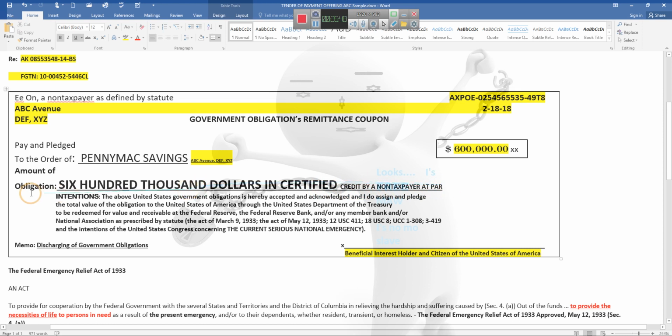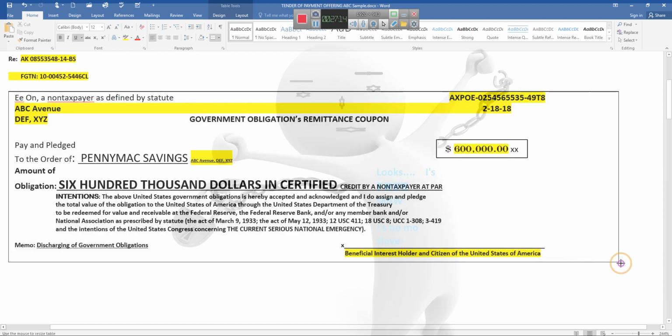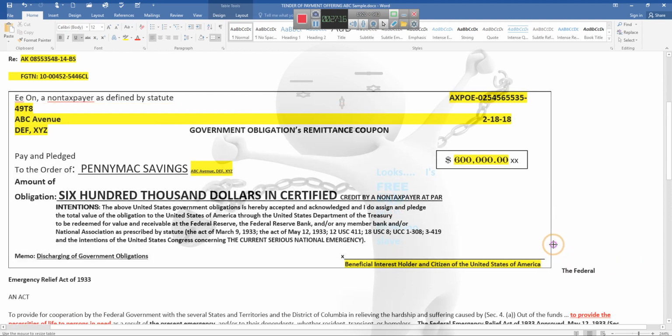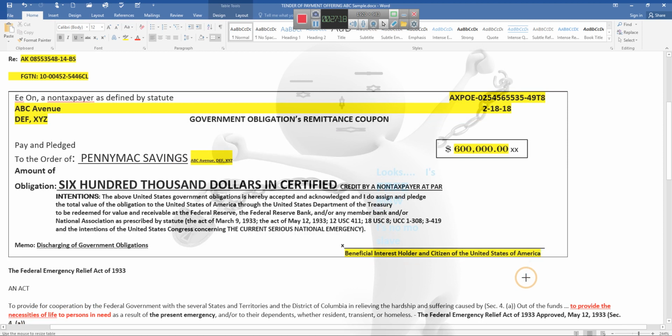Okay. Then we put those intentions in this section right here. These are instructions. This is the instruction section. We don't need a memo, but we put a memo, discharging of government obligations. And then it needs a signature line. There are your seven points of reference that must be included in the instrument. Okay? It doesn't have to be a check. Doesn't have to look like a check, because we're not writing a check. This is not a check. Okay? It's not a check. It's not a tumor.